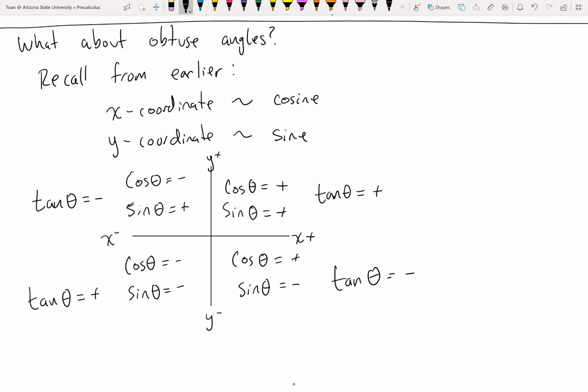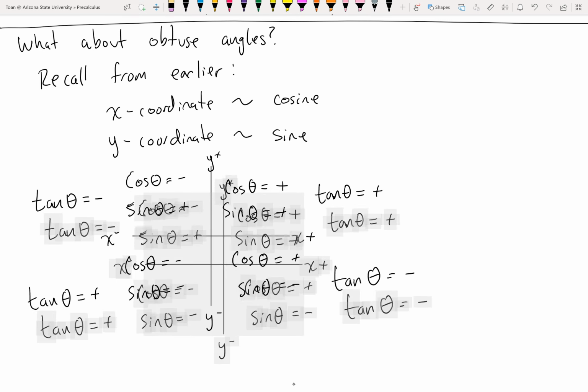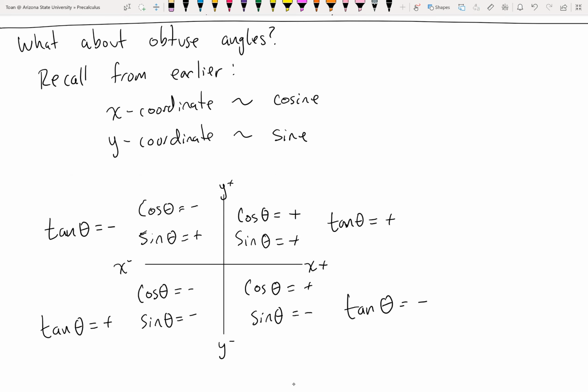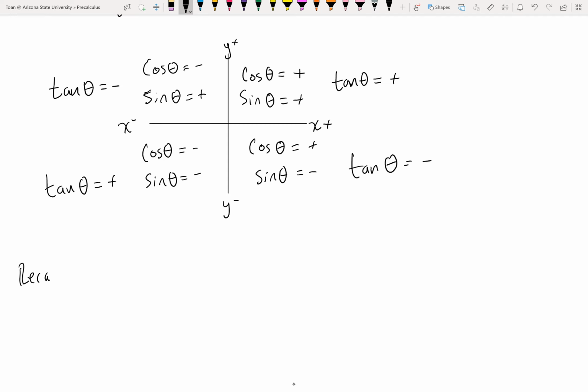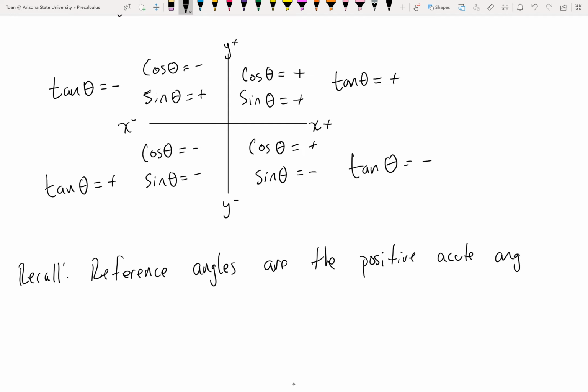It seems like a lot of memorization. Let me see if I can move this. It's a bit too close. It seems like a lot of memorization, but it really isn't, because it's just a basic understanding of the coordinate system, which is what I think you guys should know by now. And the second thing that you need to know: reference angles. Reference angles are the positive acute angles terminal sides make with the x-axis.